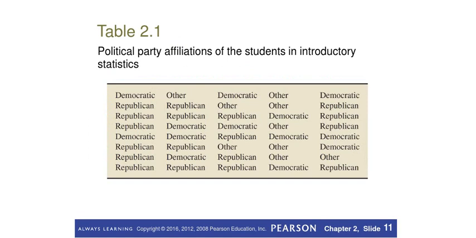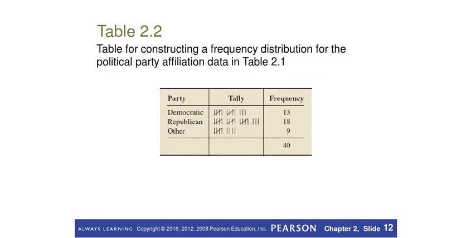So now we would want to go through, because if we're just looking at this massive data, it doesn't really do much good for us because it's a little bit hard to make sense of. But what we do with it when we count does make more sense. If we were to go through and count one by one, we would see that the number of Democratic students in this class was 13.